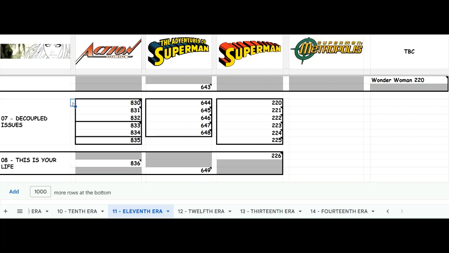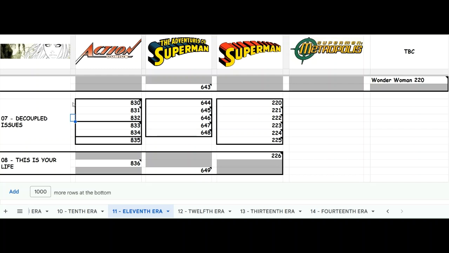We have Action Comics 813. Black Adam appears here, behaving in line with his role in Villains United. We then have Action Comics 831, which is again branded as a Villains United tie-in. We have Action Comics 832.